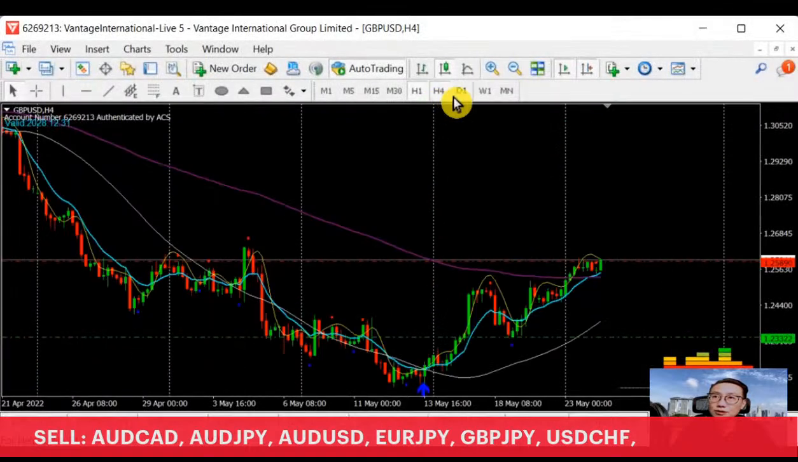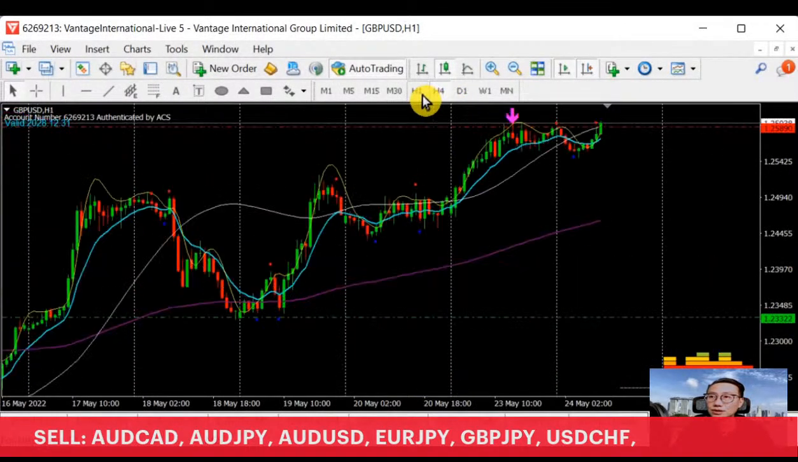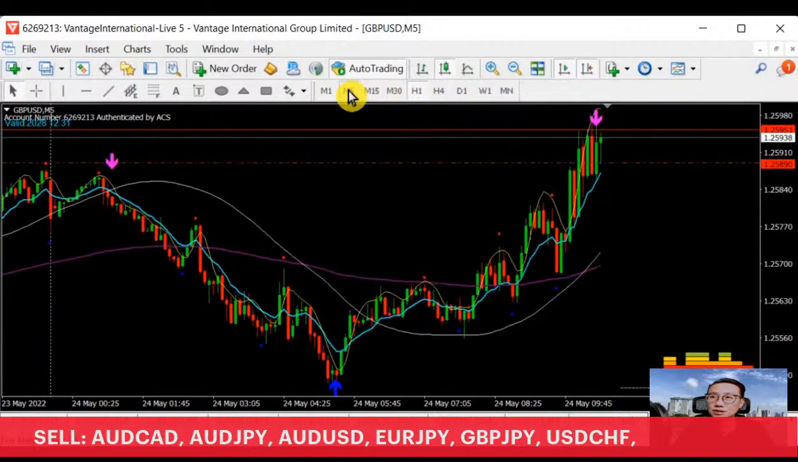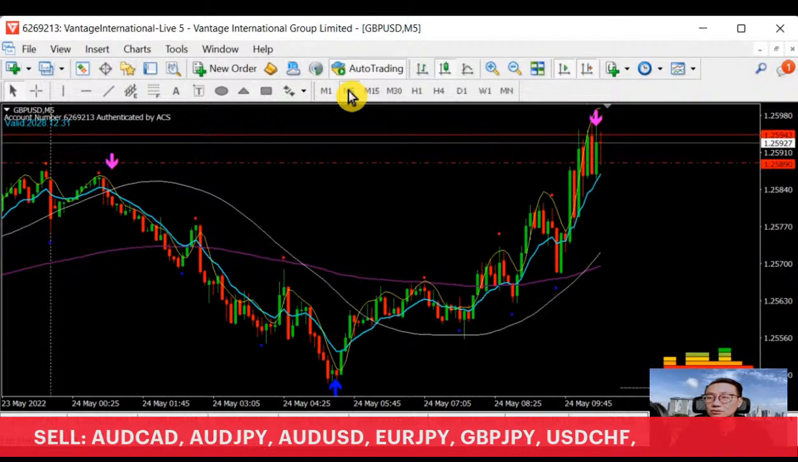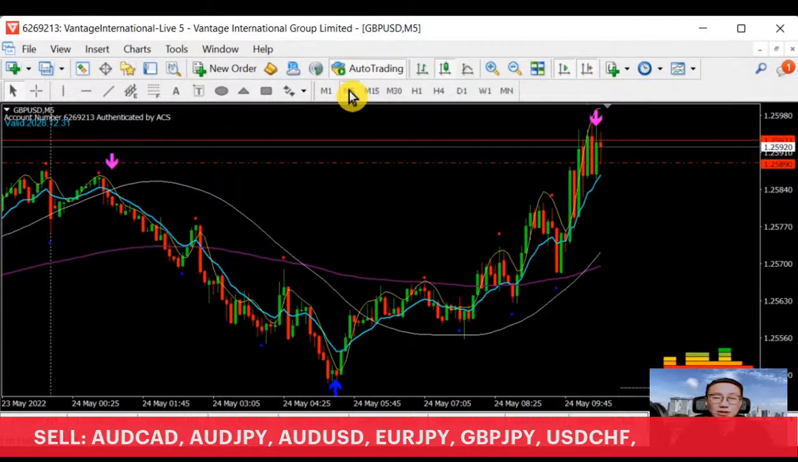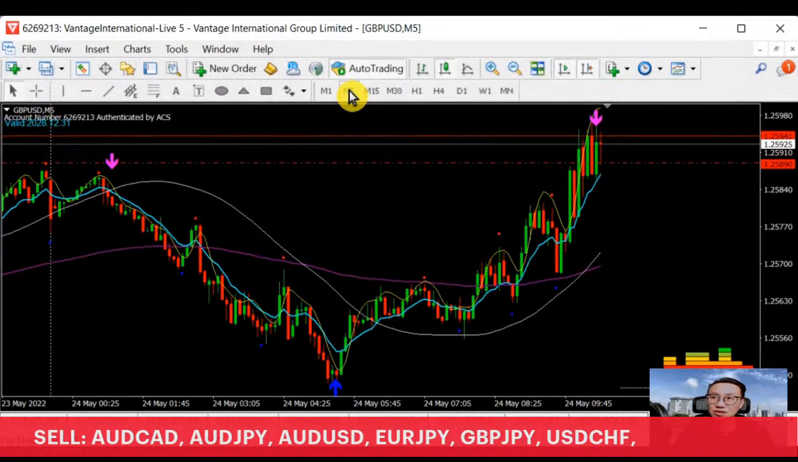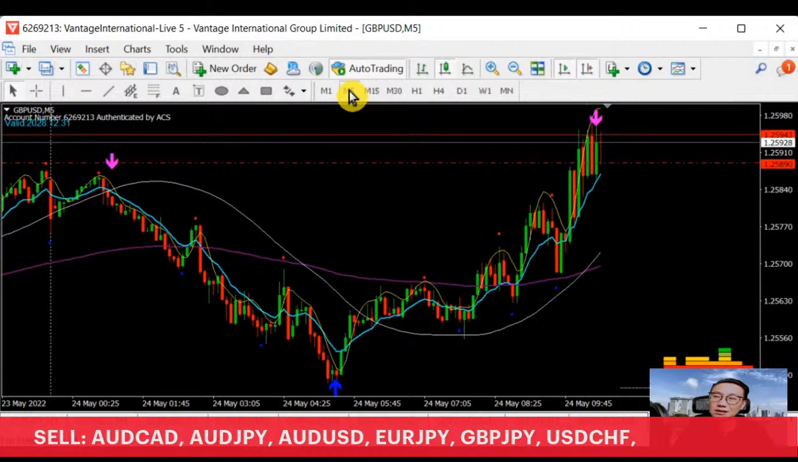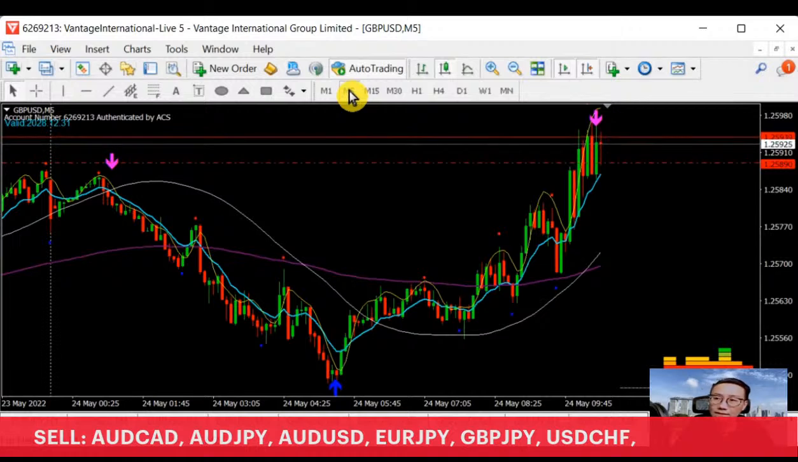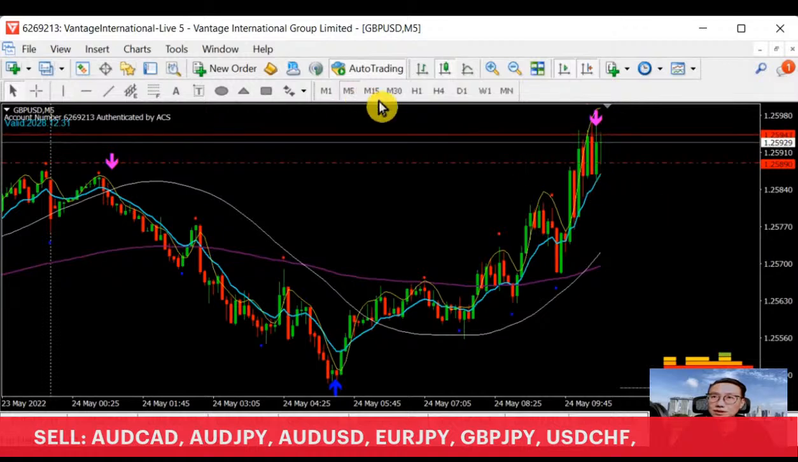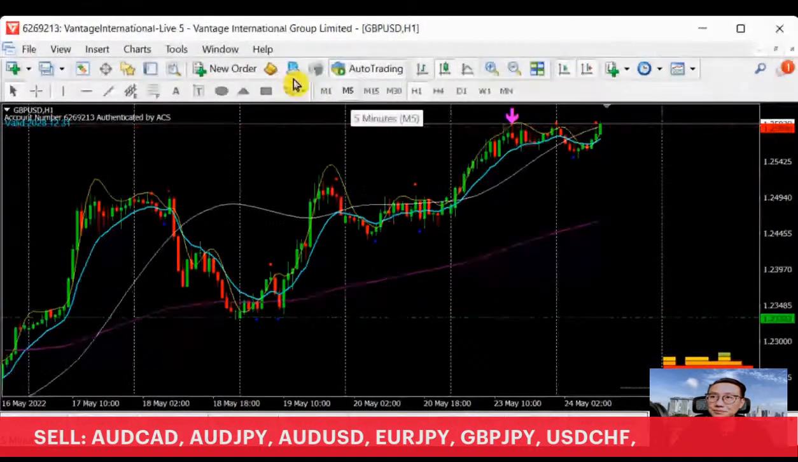Pound dollar. Let's take a look at pound dollar, where somebody is asking me for pound dollar. Right now, pound dollar is also trying to break the resistance. I guess we have to wait for a little while, because although we see some support over here, it is still not good for selling yet.